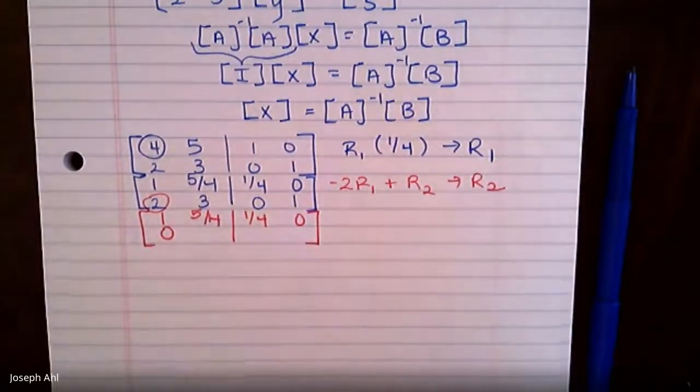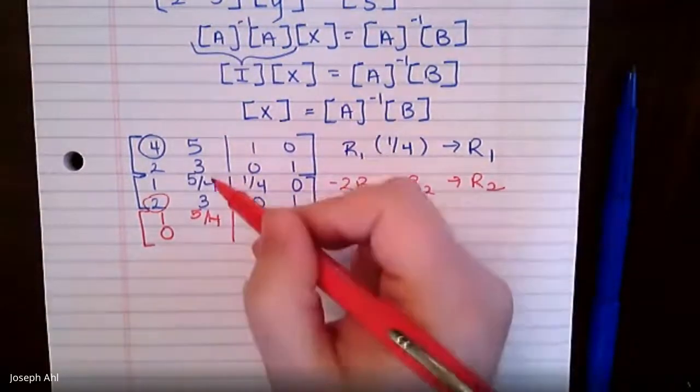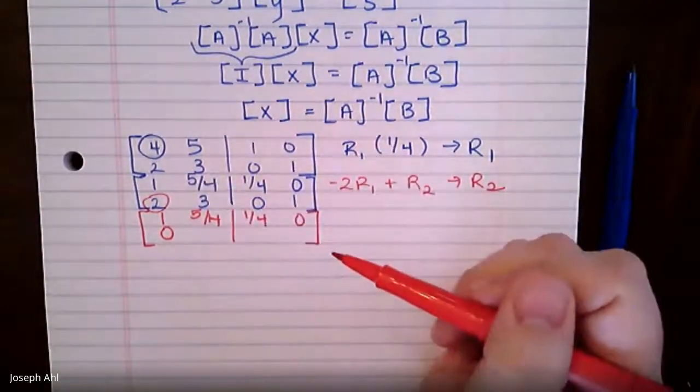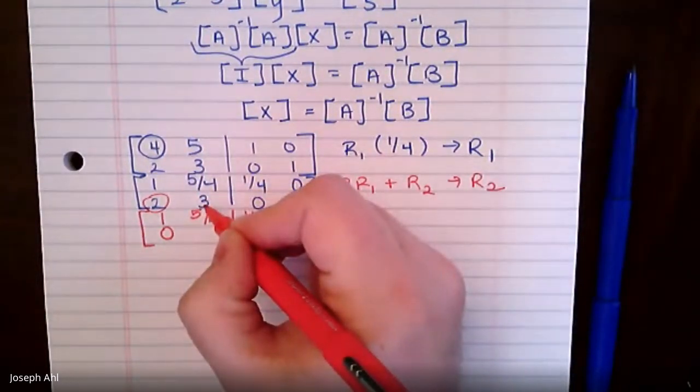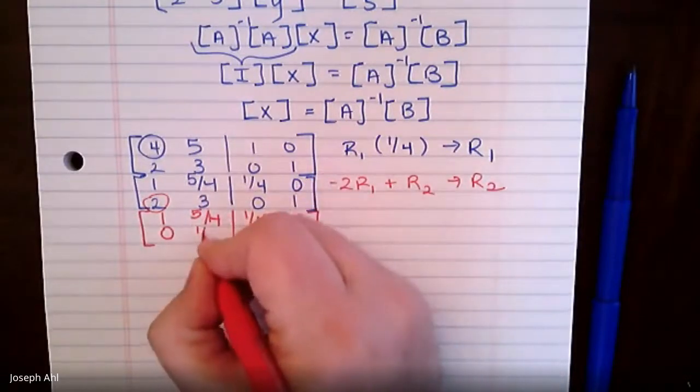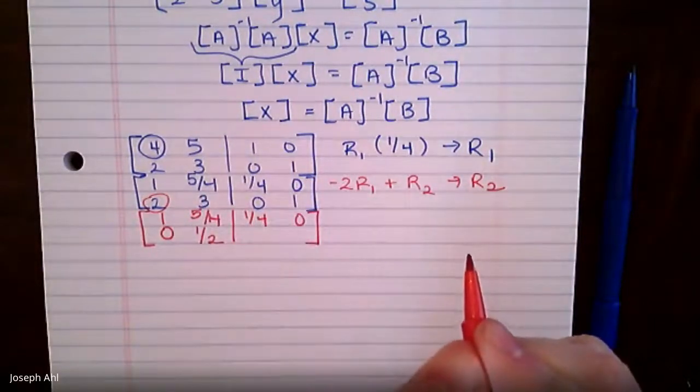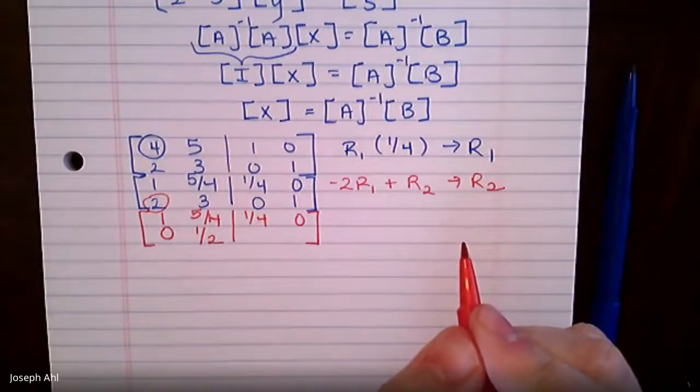Okay, when I do the second step here, -2 times 5/4 is going to be -5 halves. -5 halves plus 3. Well, 3 is really 6 halves, so that to me should be 1/2. So if I did that correctly, I'm going to pause there.